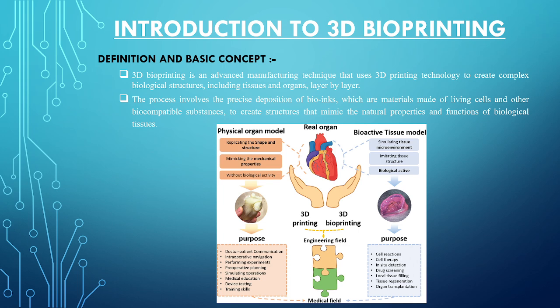Which are materials made of living cells and other biocompatible substances to create structures that mimic the natural properties and functions of biological tissues. So you guys know, in order to build some kind of 3D model, or for example in order to build a house, you need certain fundamental structures in order to construct, right? So these structures, in our 3D bioprinting case, are bio ink and biocompatible substances.